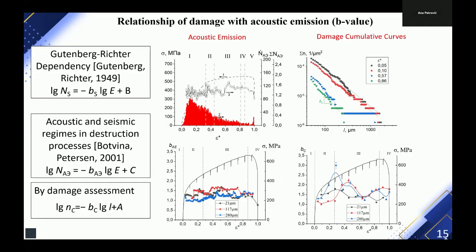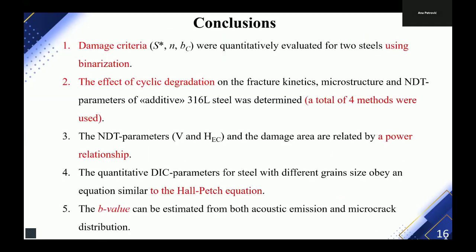Here you can see the curves of b-value using acoustic emission and using damage. In the third and fourth stage, it's the same, but we have some not the same results in the second stage.